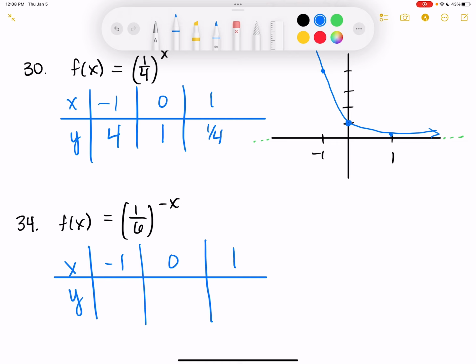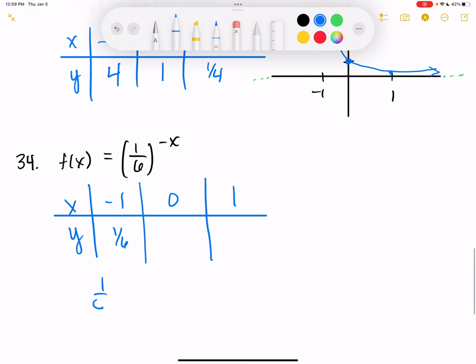Alright, so if I plug in negative 1, it'd be 1/6 to the negative negative 1, because that's what I'm plugging in for x. So it became positive, which is 1/6 to the 1, so it just stays 1/6. Alright, and then at 0 it's 1. And at 1 it's 6. So then we graph it.